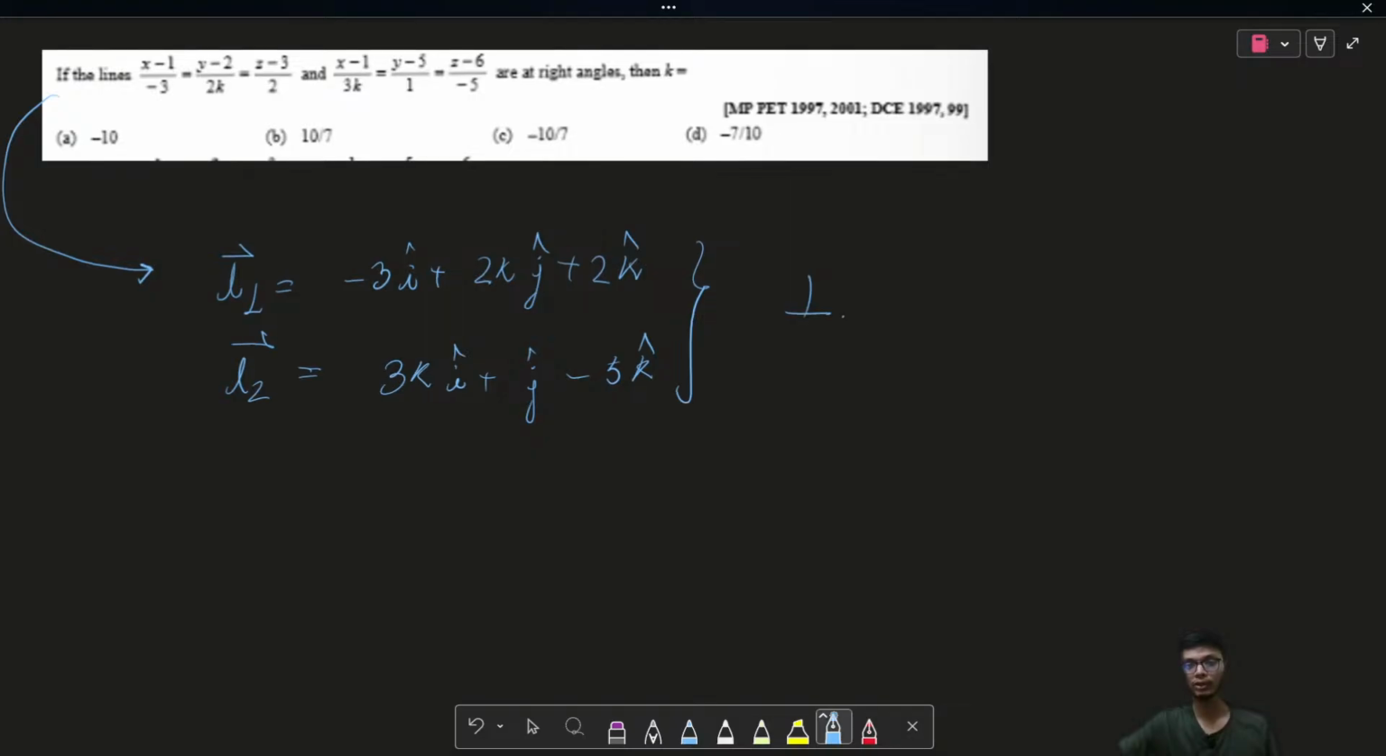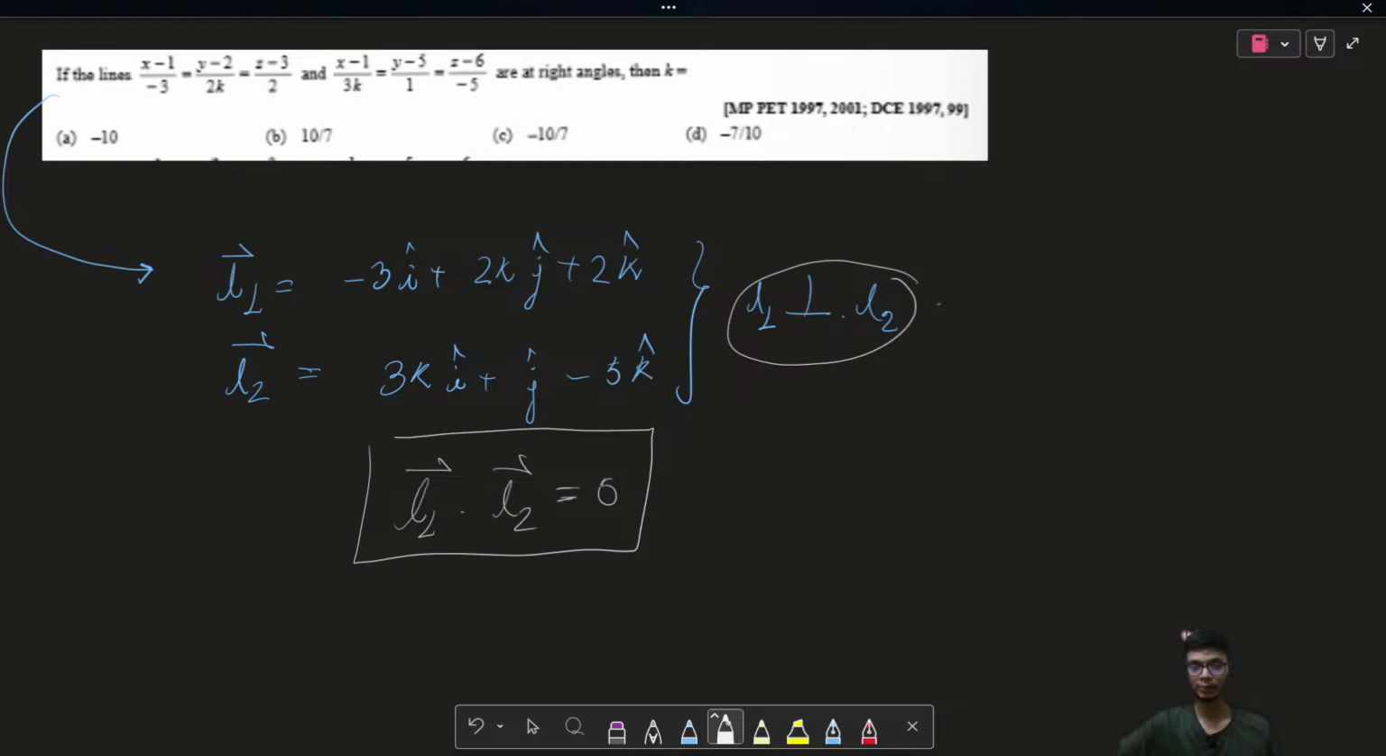And it is said that these two lines are perpendicular to each other. Therefore, I'll simply apply the concept of dot product to be equal to 0. So if I make the dot product equal to 0, then I can obtain the value of this unknown, that is k.